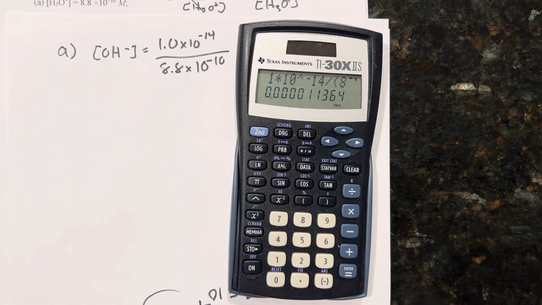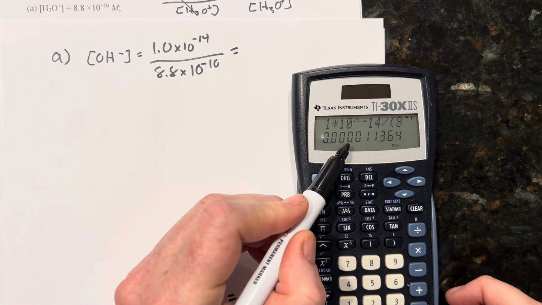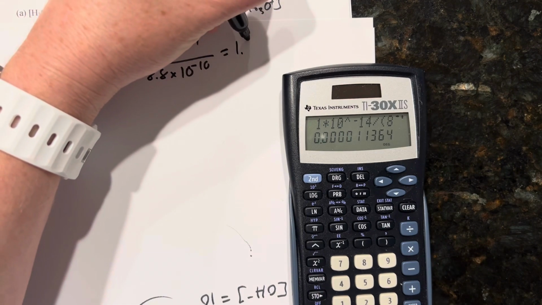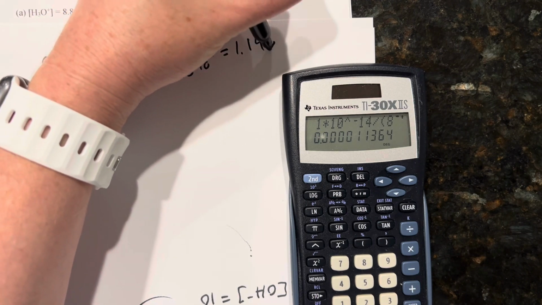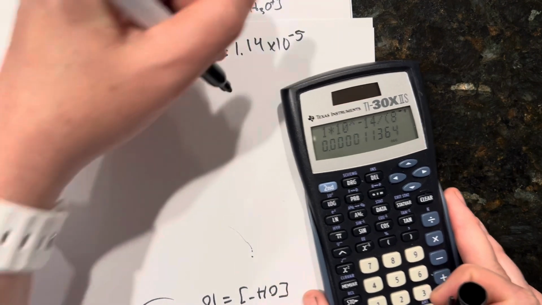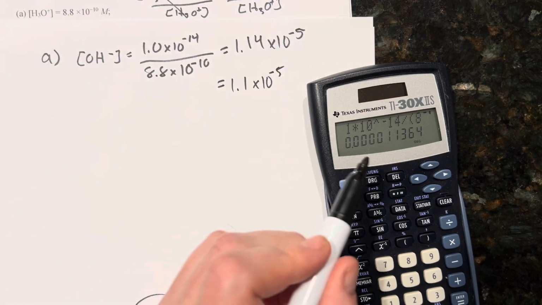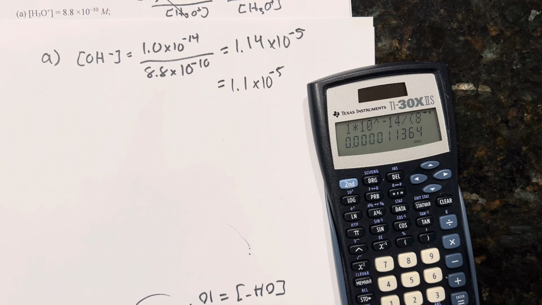All right, so I get an answer of, let's see, that's 1, 2, 3, 4, 5 times 1.14 times 10 to the negative 5. This had 2 sig figs, that had 2 sig figs. In other words, 1.1 times 10 to the negative 5. Let's make sure that's right. 1, 2, 3, 4, 5. Yep.